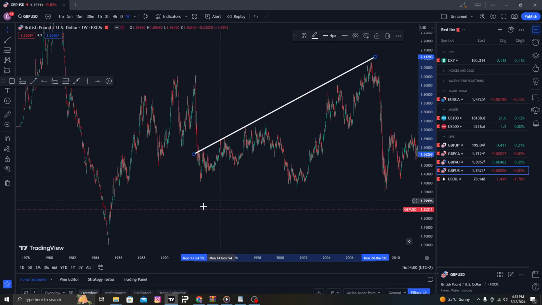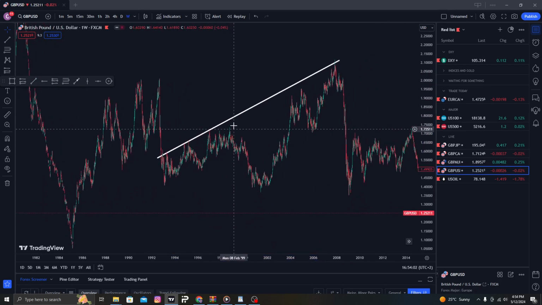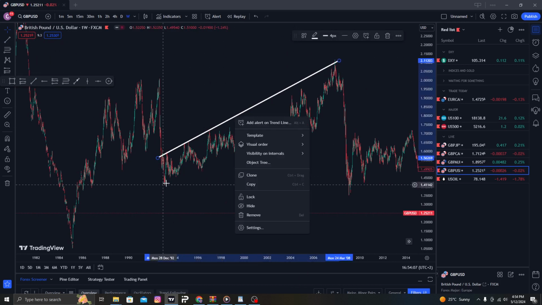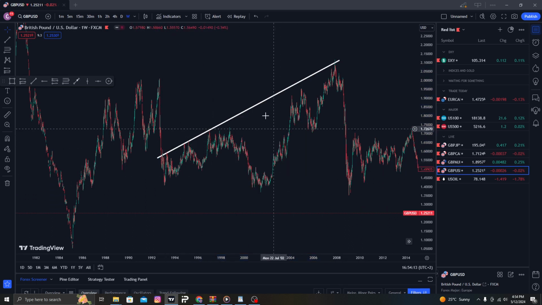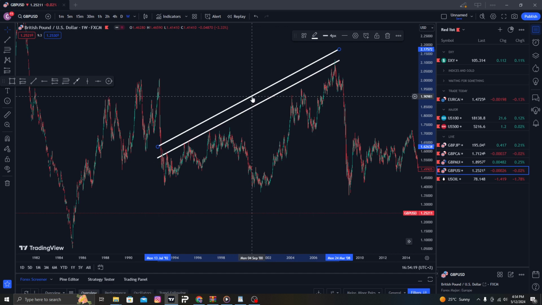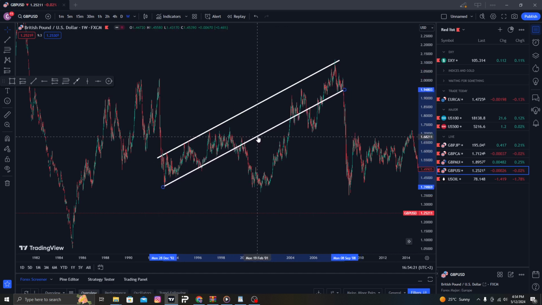So you do the same thing on the lower part. When I mean the lower part, I mean these lows, these low levels. You do the same thing to these low levels. The thing that I mostly do is clone the trend line that I created, drag it down, and adjust it.